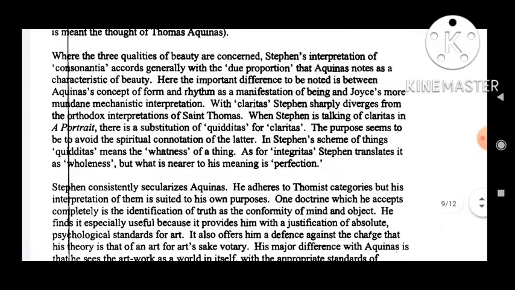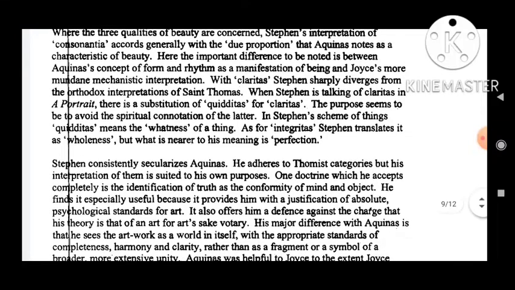Okay, so here is the important difference to be noted. So what is the important difference which we can note down? Here the important difference to be noted is between Aquinas' concept of form and rhythm as a manifestation of being and Joyce's more mundane mechanistic interpretation.